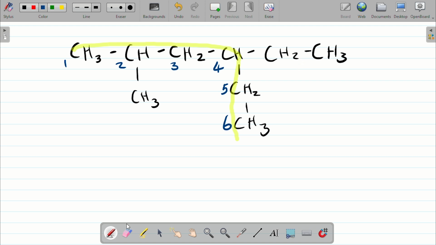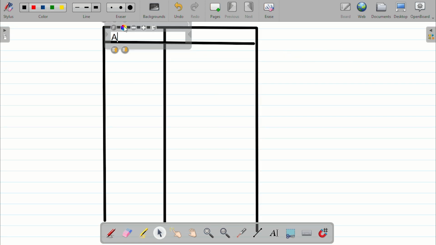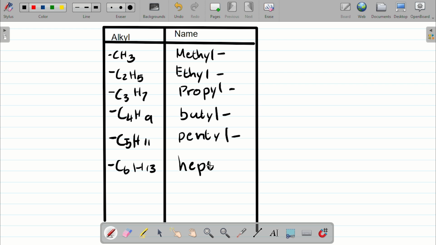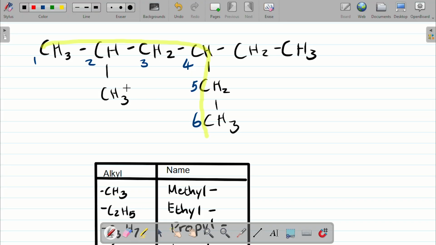Now, following the same table that we introduced with naming, the substituents follow the same rules. Branch-chained alkanes are called alkyls, and they are named as follows. So if you have an alkyl with 1 carbon, it's methyl, like we had in the previous example. 2 carbon atoms is ethyl, 3 is propyl, 4 is butyl, and I think you see the trend here, so I'll just fill the rest in. So in this case, we have 1 methyl group and 1 ethyl group.